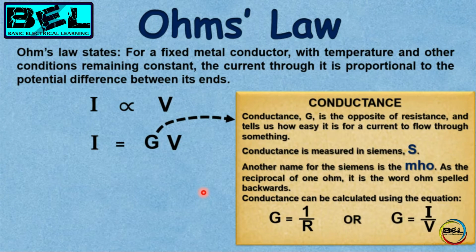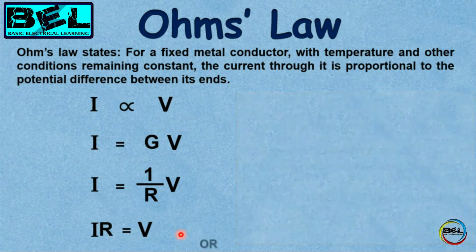So in electrical systems we seldom use the conductance. We use another term, that is the reciprocal of conductance, that is resistance. So we will use the resistance. So G will be replaced by 1 over R. So our equation will become I is equal to 1 over R times V, or IR is equal to V, or as we normally say for Ohm's law, V is equal to IR.